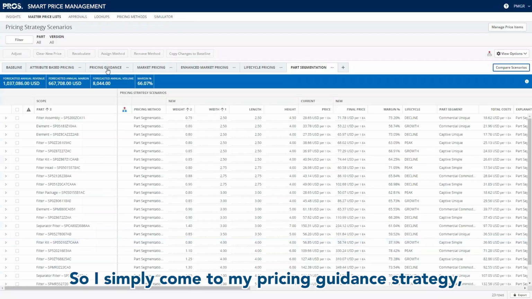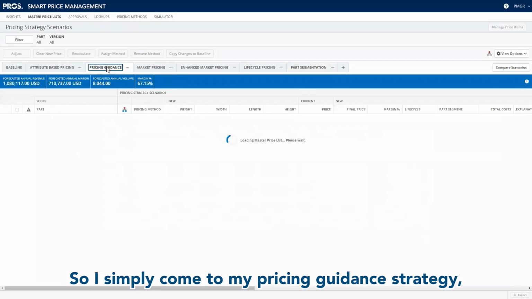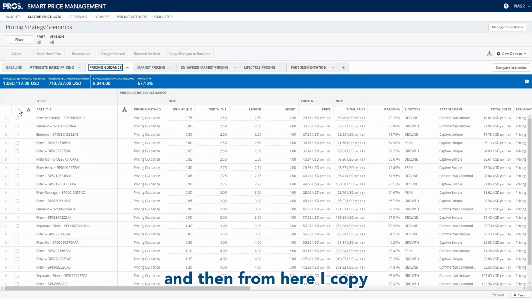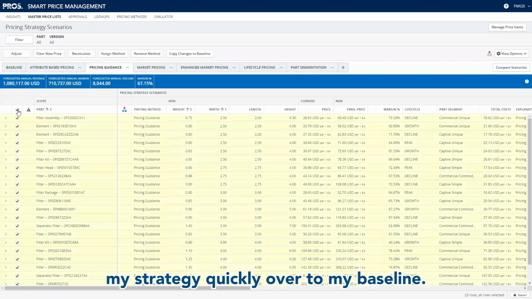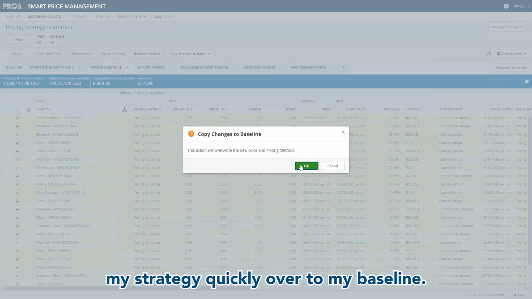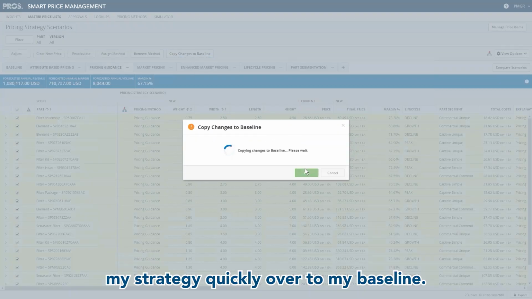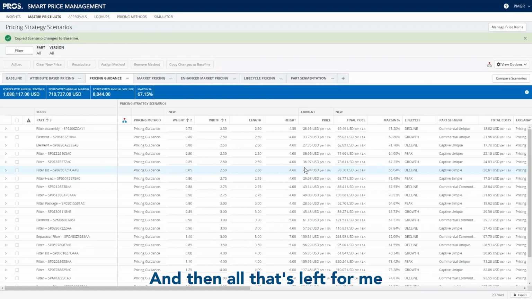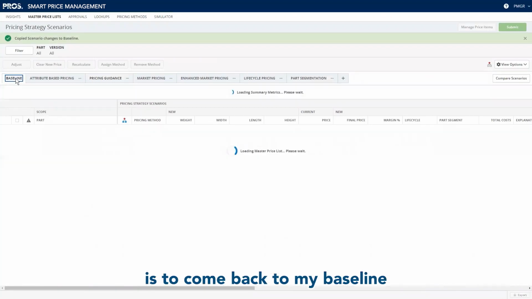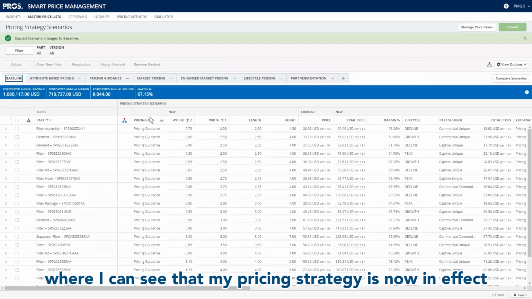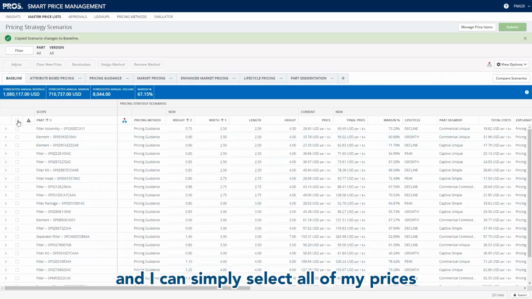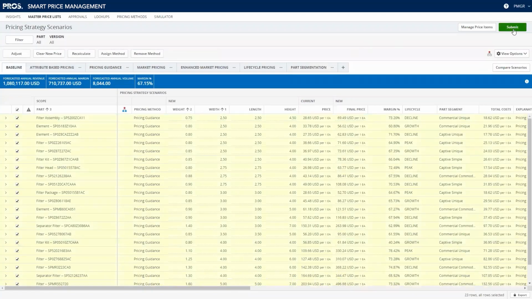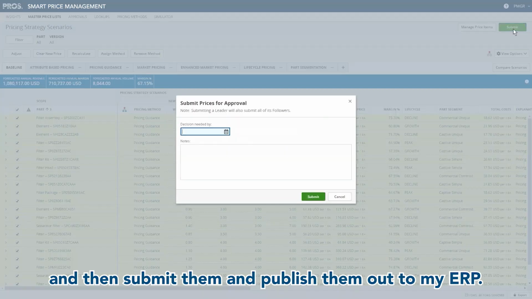So I simply come to my pricing guidance strategy, and then from here, I copy my strategy quickly over to my baseline. And then all that's left for me is to come back to my baseline, where I can see that my pricing strategy is now in effect, and I can simply select all of my prices and then submit them and publish them out to my ERP.